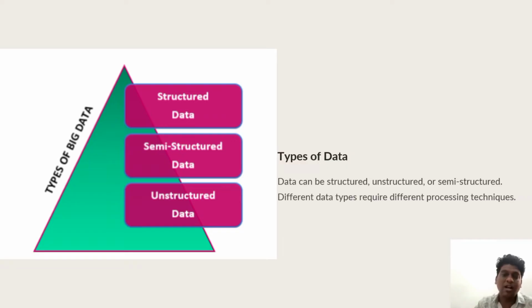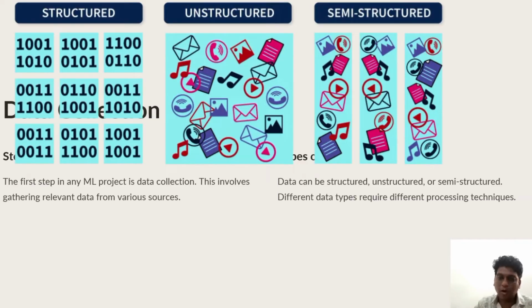Normally, structured data is organized and follows a predefined format. Some examples for that are structured databases, such as the customer information in a CRM system. For example, their name, email, and age. Then the spreadsheet, the sales records with the columns for date, product, price, etc.